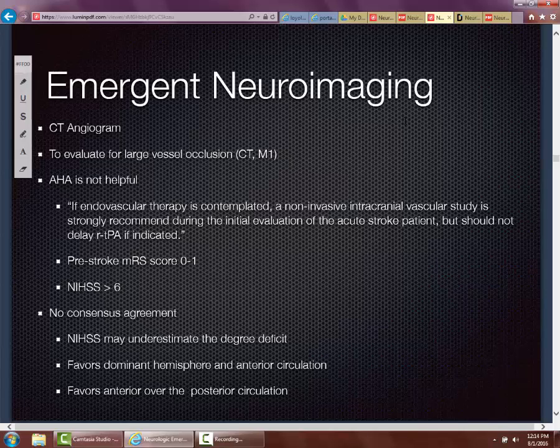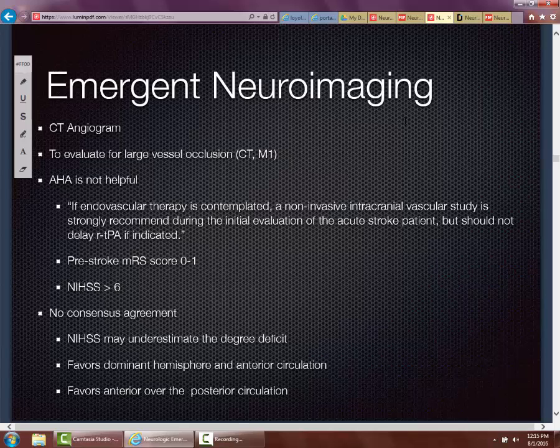So when these guidelines came out, the American Heart Association was extremely unhelpful in determining who needs a CT angiogram in the emergent evaluation of stroke and who doesn't. And in their own guidelines, they wrote, "If endovascular therapy is being contemplated, a non-invasive intracranial vascular study is strongly recommended during the initial evaluation of acute stroke, which should not delay IV thrombolysis if indicated."